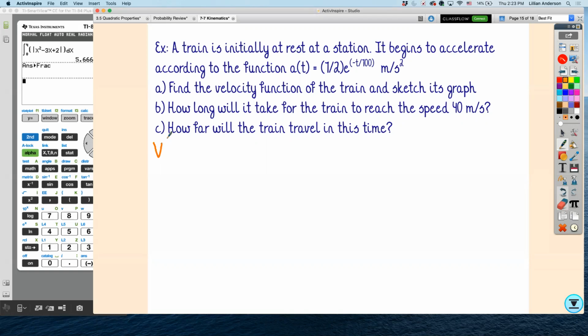Well, we know that velocity is nothing but what of acceleration? It's the antiderivative. Okay? And the thing is, we don't have any bounds here. That's fine. We're looking for the general function anyway. We're not finding a specific value. So what is going to be the antiderivative of 1/2 e raised to the negative t over 100? Your a term is negative 1 over 100. So that'd be negative 100. So negative 50 e to the negative t over 100.